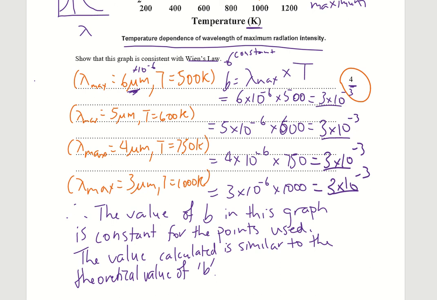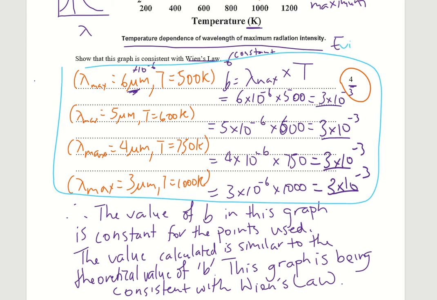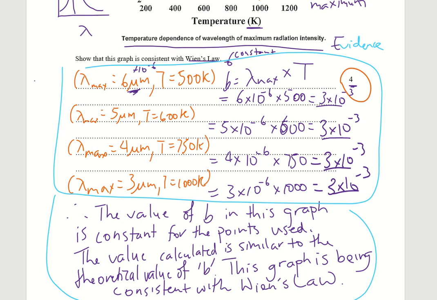Okay, so therefore, the theoretical value of b, so this graph is being consistent with Wien's law. Okay, so we've looked at the evidence, calculated the evidence. So our evidence, if we try and break it down, this is our evidence here. And this blob here, that's our judgment, that's our conclusion. Okay? So that's how you do that question there.